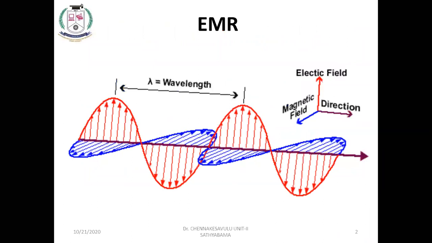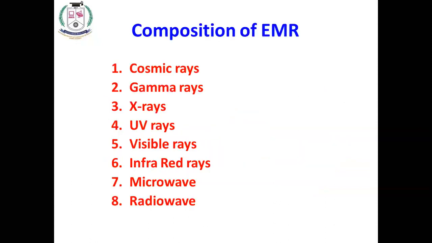Electromagnetic radiation comprises both a magnetic component and an electric component. They will be propagating in a straight direction, and the angle between the electric component and the magnetic field component will be 90 degrees. The composition of EMR is cosmic rays, gamma rays, X-rays, UV visible rays, infrared rays, microwave and radio wave.